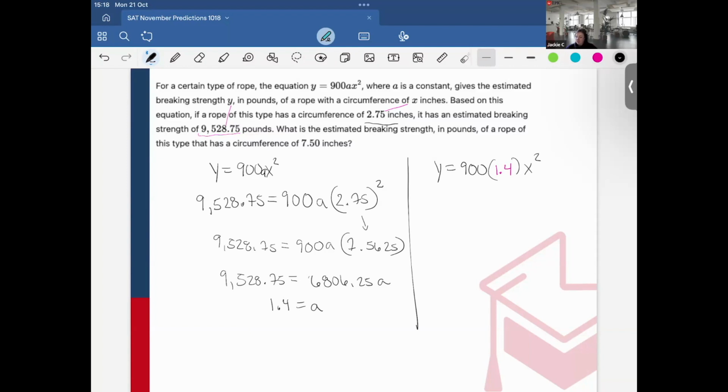I'm trying to find the breaking strength. Then I just do y equals 900 times 1.4 multiplied by 7.5 squared inches, which gives me precisely, well, let's see. Oh my goodness, 70,875. And that would be our amazing answer.